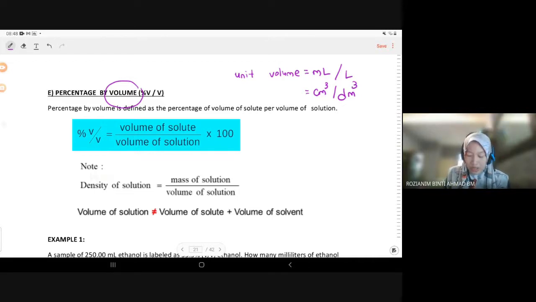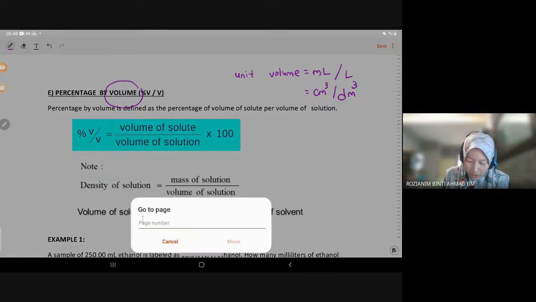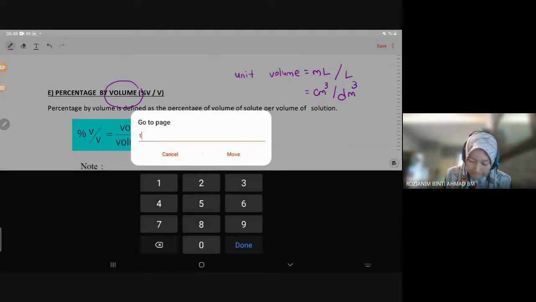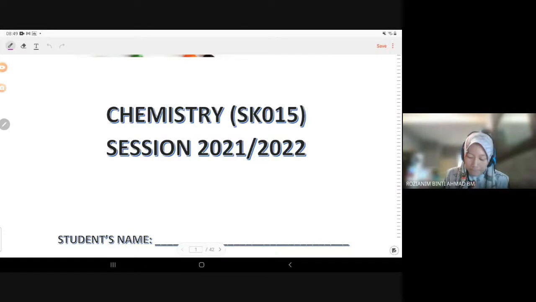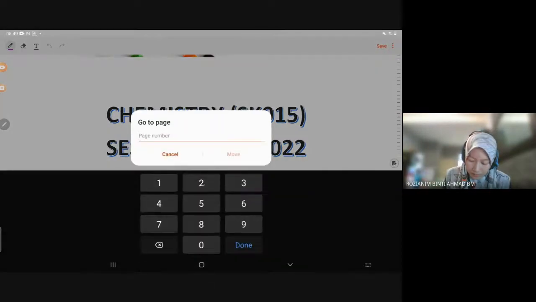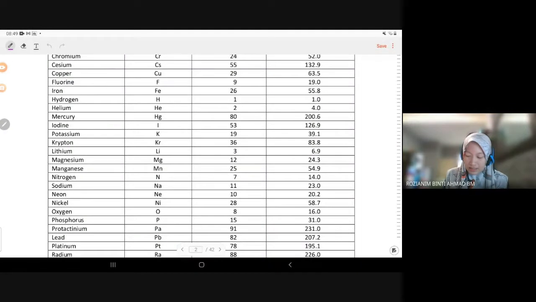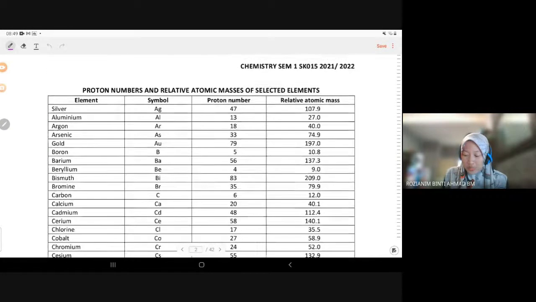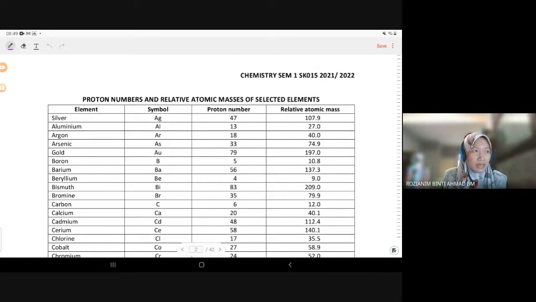Okay. So, kita go through balik page 1. Okay, sorry. Page 2. Okay, kat sini. Page 2 saya dah discuss sebelum ini adalah table. Okay, relative atomic mass table. Kalau you nak kira mole, kita akan guna data dekat sebelah kanan.